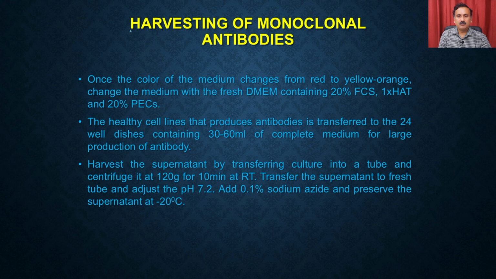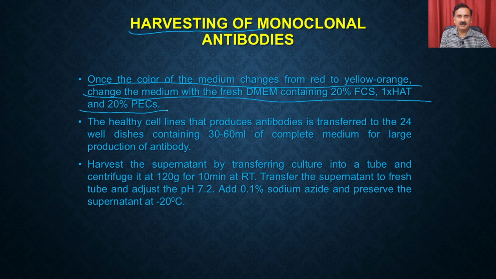So how are you going to do the harvesting? Once the color of the media changes from red to yellow-orange, you change the media with fresh media containing 20% FCS, 1x HAT, and 20% peritoneal exudate cells. The healthy cell line that produces antibody is transferred into the 24-well dish containing 30 to 60 ml of complete media for the large production of the antibody.